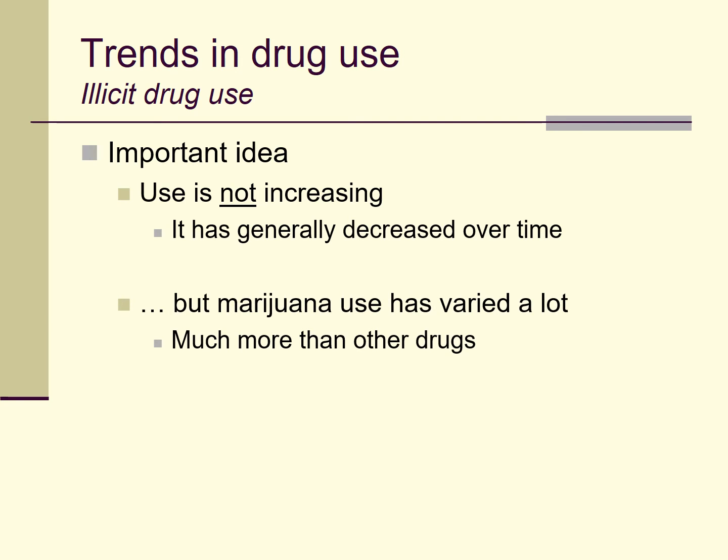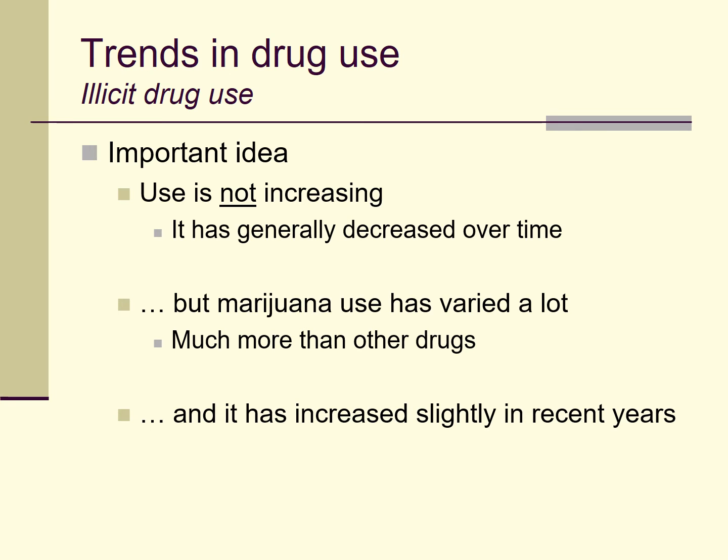Relatedly, though, we can say that the rates of marijuana use have varied a lot over time, more than other drugs. The rates of all illegal drugs other than marijuana have not varied that much. The rates of marijuana use have gone up and down quite a bit. Nonetheless, the rates are relatively speaking lower today than they were about 30 years ago or so. And I should say that even though they have increased slightly in recent years.